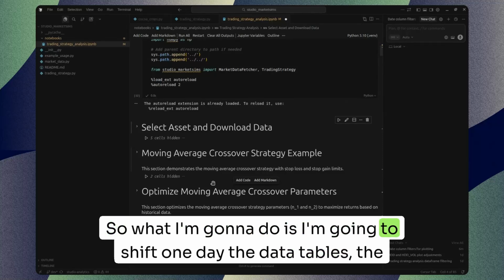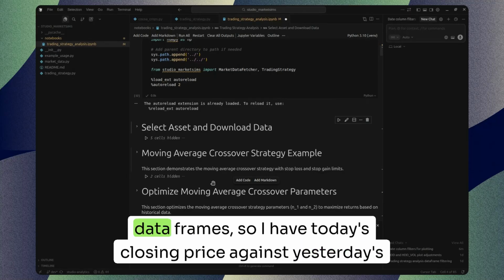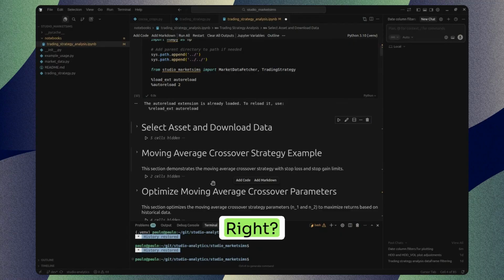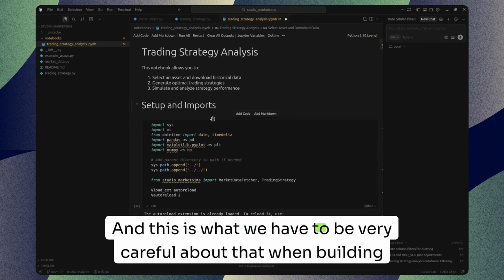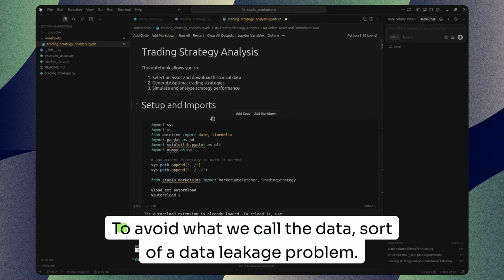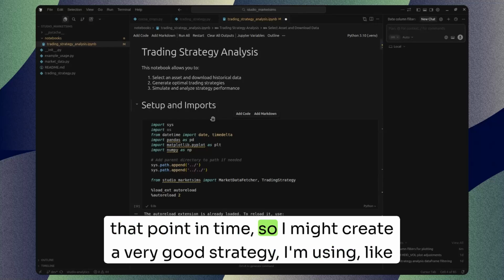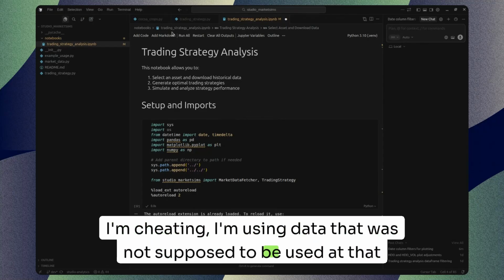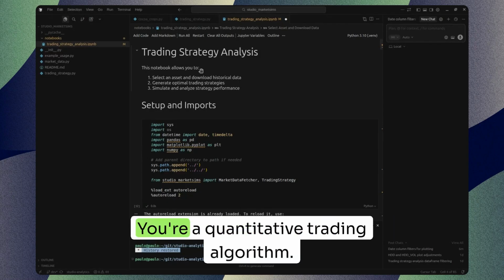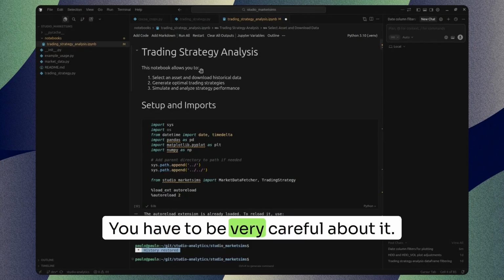So what I'm going to do is shift the data tables, the data frames, by one day, so I have today's closing price against yesterday's available data, right? And this is what we have to be very careful about when building quantitative trading algorithms, to avoid what we call a data leakage problem. If in my backtest I'm using data that will realistically not be available at that point in time, I might create a very good strategy, but I'm cheating, I'm using data that was not supposed to be used at that point. So whenever you're building a quantitative trading algorithm, you have to be very careful about it.